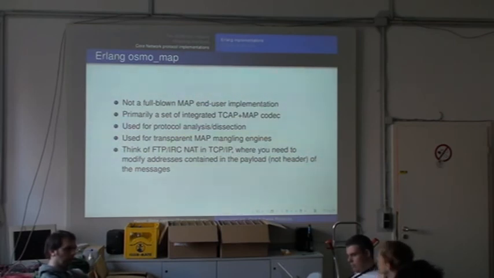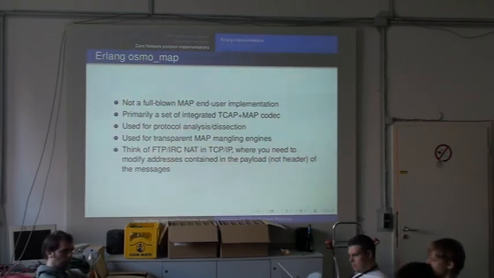This is primarily useful for protocol analysis because the Wireshark dissectors are not very good actually, and they are not automatically generated. They use a certain version of the spec with some manual changes, and it's not very nice. So that can be useful, but I have also written a transparent MAP mangling engine that you can use for doing translations in MAP. I'll talk about that later.